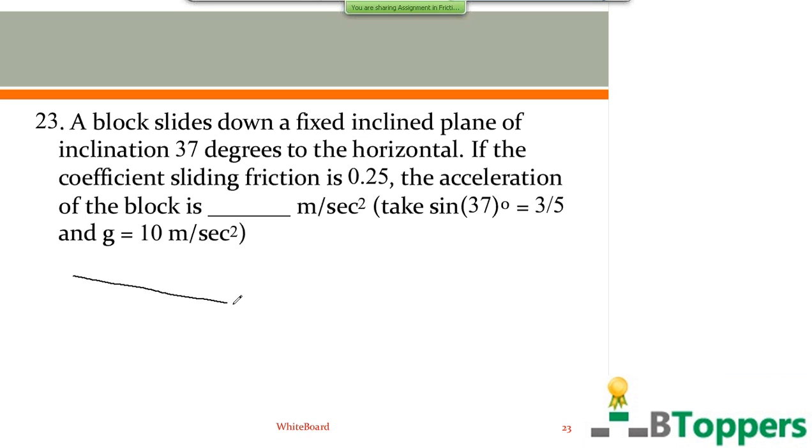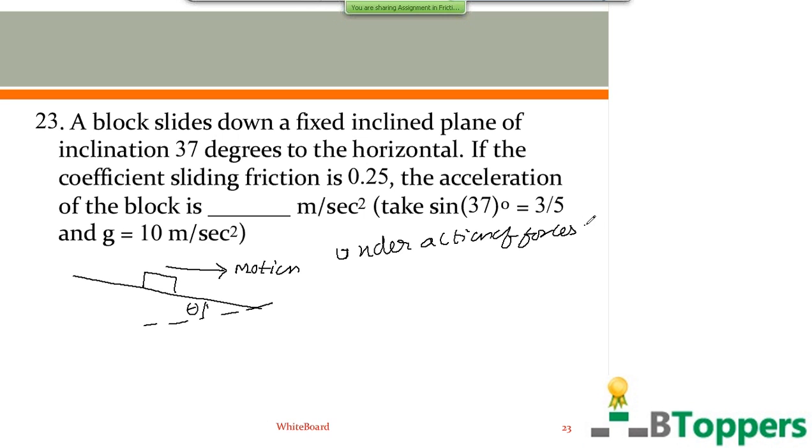As I discussed earlier with explanation in the theory part, the block is sliding down a fixed rough inclined plane just under the action of forces mg, normal reaction and Fk, that means force of kinetic friction. Then the acceleration of the block is given by g into sin theta minus mu k into cos theta.